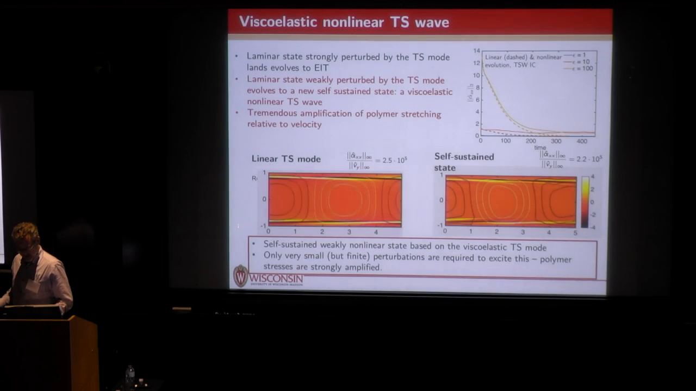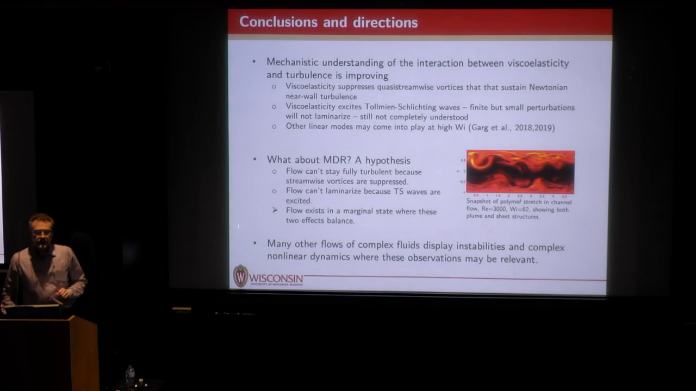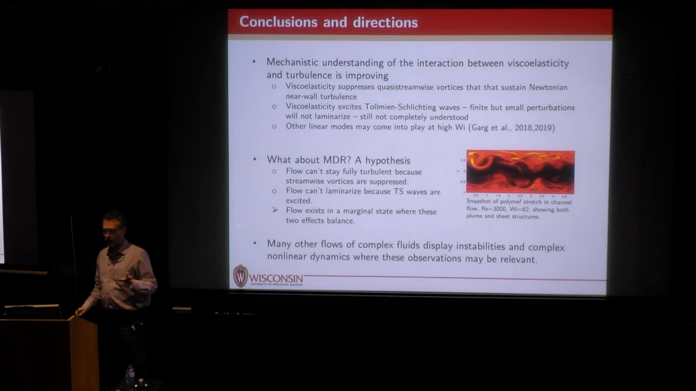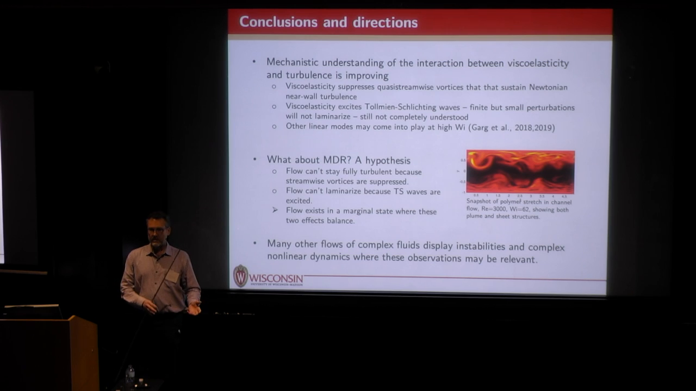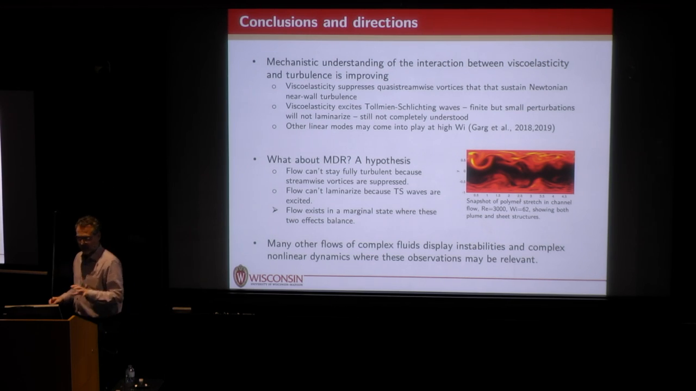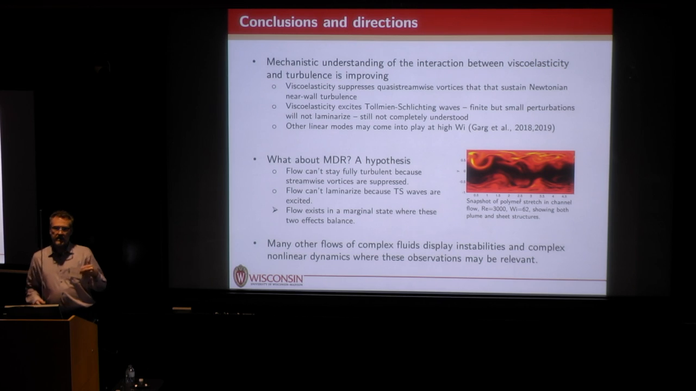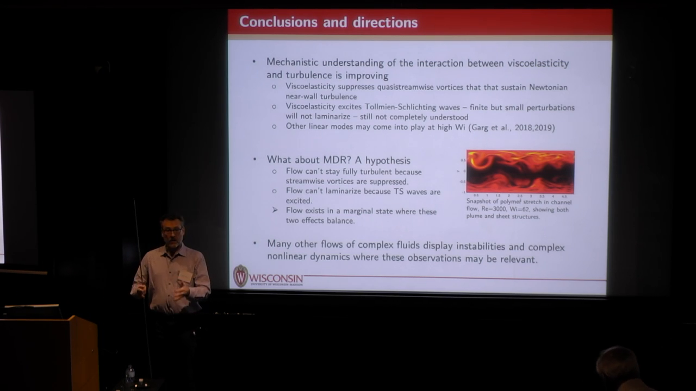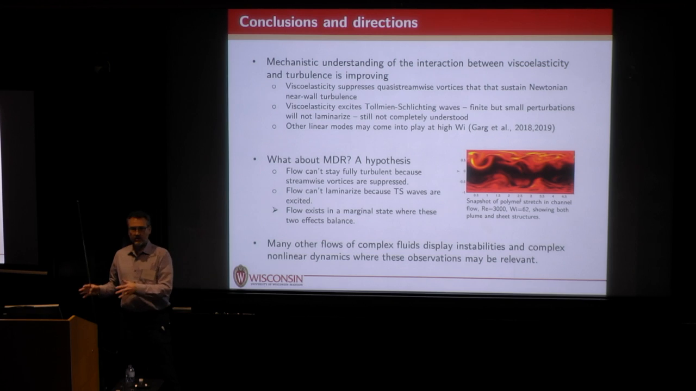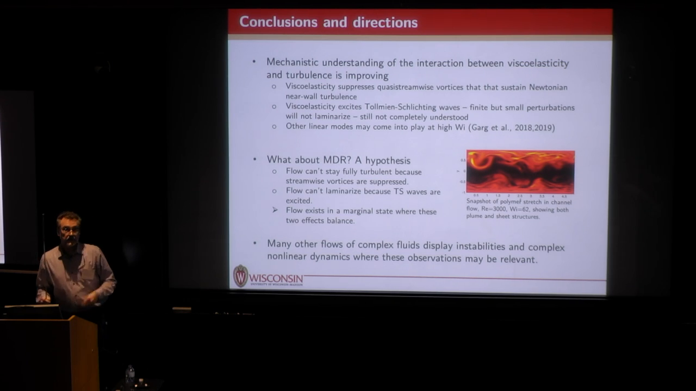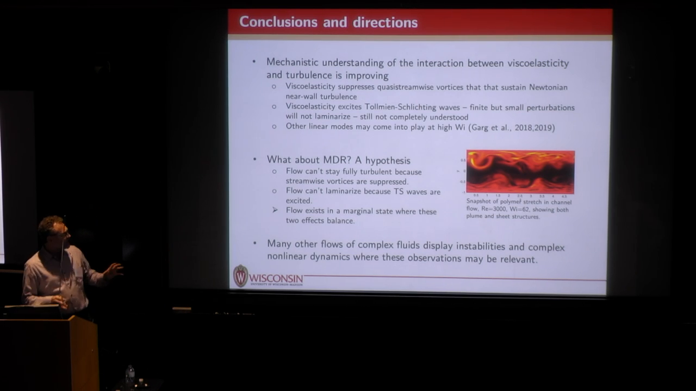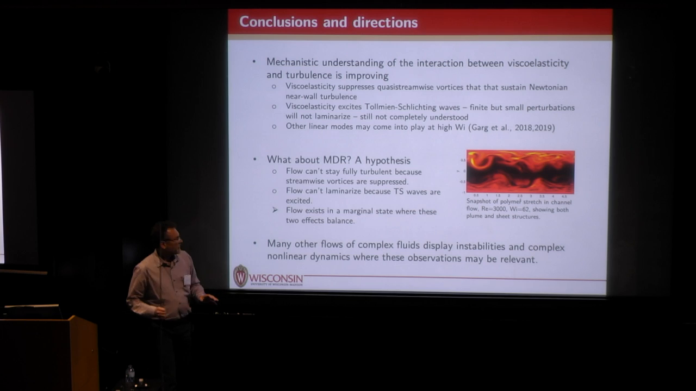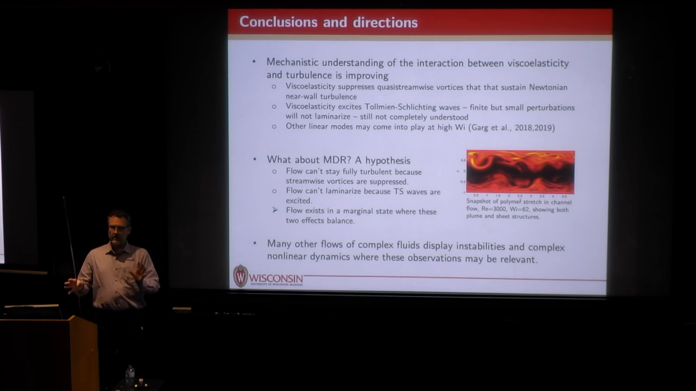All right, and the organizer, the chair, is standing, and so I will go to my conclusions. There we go. So we're gaining some mechanistic understanding of the interaction between polymer dynamics and turbulence. We have a good understanding of what happens to the quasi-streamwise vortices that are the foundations of Newtonian near-wall turbulence, and we now are starting to see that viscoelasticity is exciting the Tollmien-Schlichting wave structure that's linearly stable, but strongly excited by viscoelasticity.